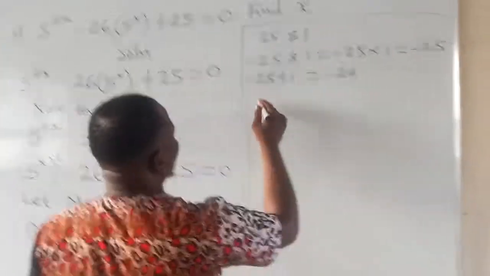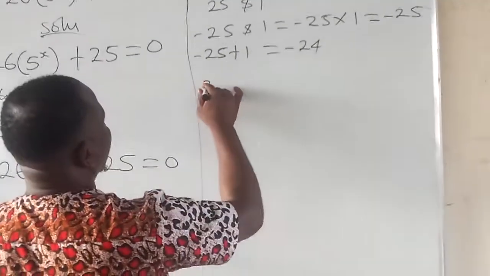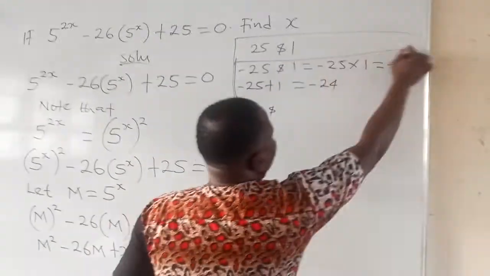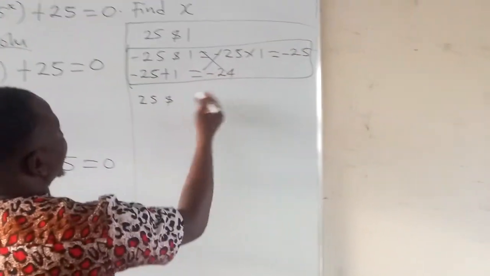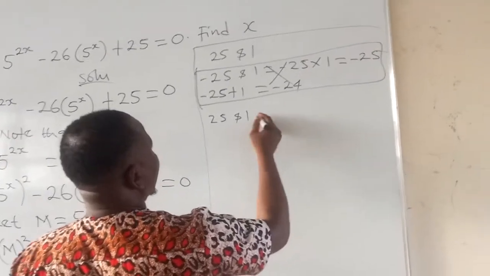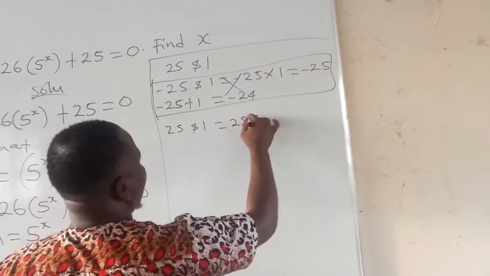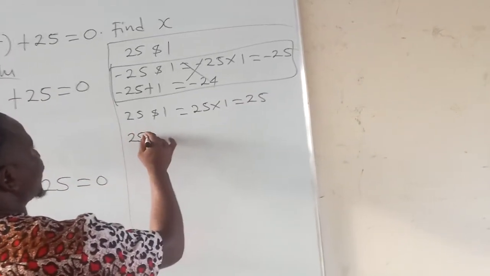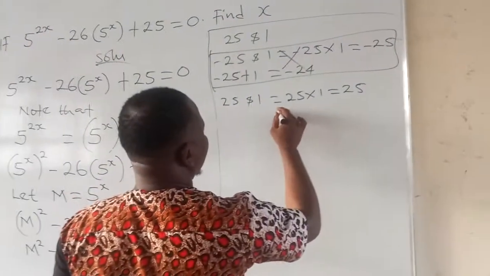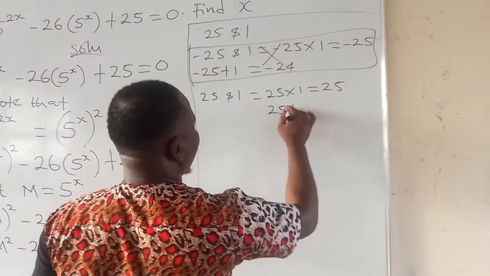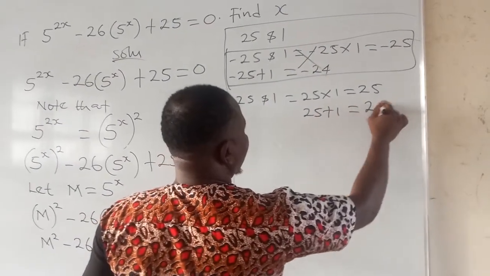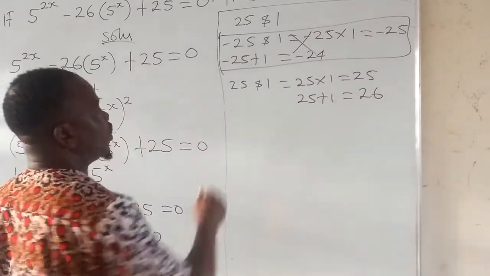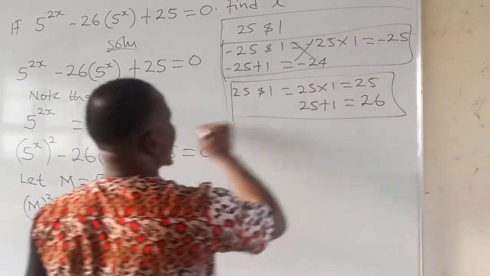Okay, let us do plus 25 and plus 1. Let's try it. 25 times 1 will give us 25. Let us add 25 plus 1. It will give us 26. We are looking for minus 26 and plus 25. It means this too cannot hold.